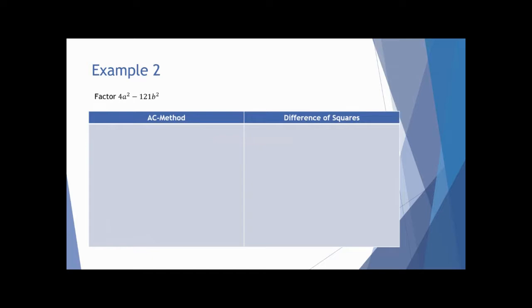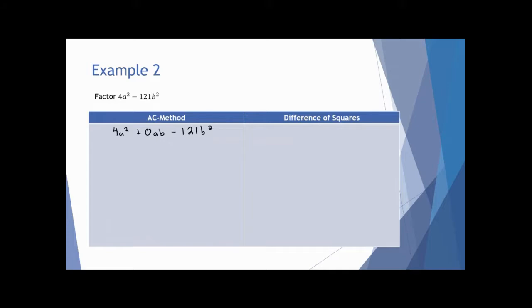Now I'm going to take a look at example 2. So we have 4a squared minus 121b squared. If there is a number in front of your first term, then we don't usually use trial and error, we use the AC method. In order to use this method, I need to put in that middle term, which is going to be 0, and then it has to be a combination of both variables. So that's going to be ab, and then I have minus 121b squared.